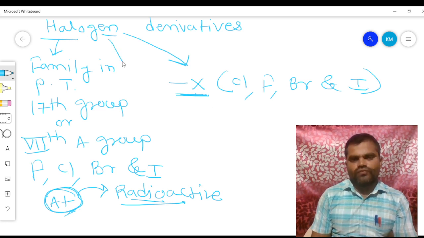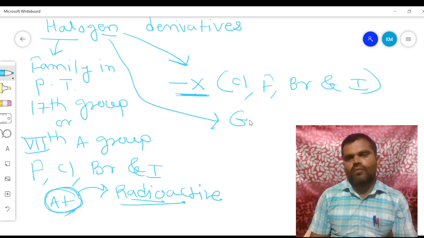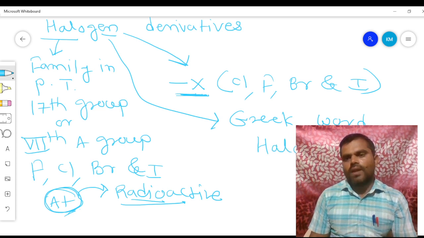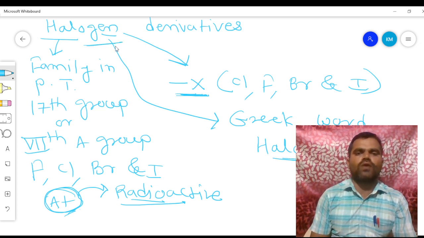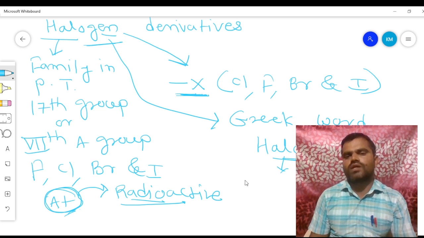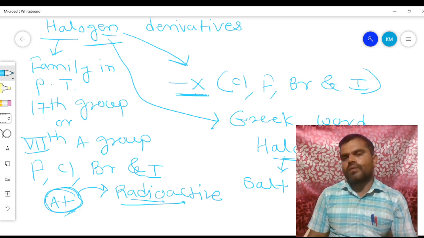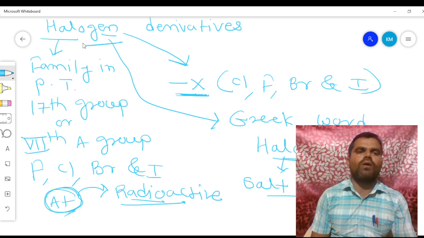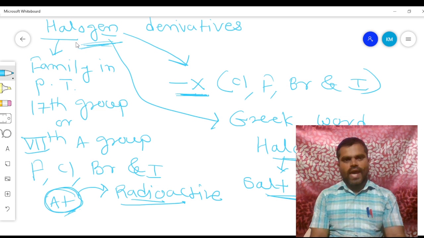Then this word comes from Greek words. How does it come? You see here, halo plus gen. The combination of these two words gives us halogen. And what is the meaning of halo here? Salt. And gen means what? Forming. So what is the overall meaning of halogen? Salt forming. Okay, this is all about halogen.